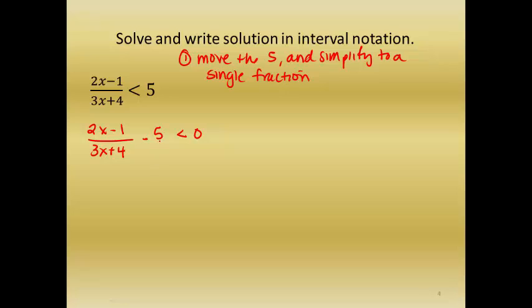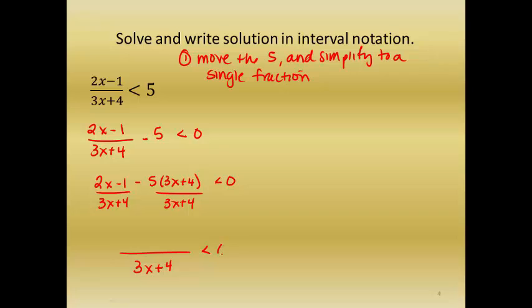But I have to multiply this 5 on the numerator. So 2x minus 1 is minus 5 times 3x plus 4 less than 0. And that means each of these is over 3x plus 4, which means I really only have one fraction. And I'm going to distribute a negative 5. So I have 2x minus 1 minus 15x minus 20. And when I combine like terms, I have negative 13x minus 21.